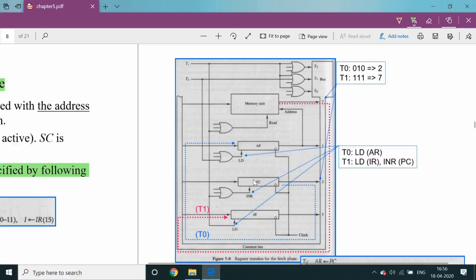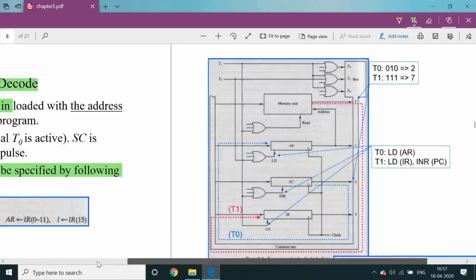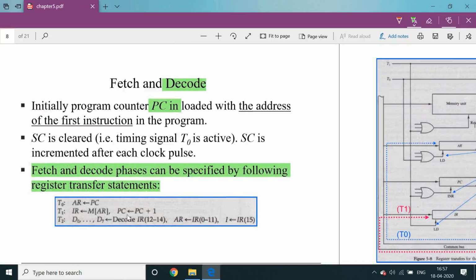In the first case, here the program counter, this green color dots indicate a moving arrow, like this arrow to AR. That means the program counter address information, 12 bits, will be loaded into this address register. Next one, T1 clock pulse. T1 clock pulse means 111, which indicates decoded D7. D7 means what is the actual operation implemented here. In the T1 case, load IR, increment PC.